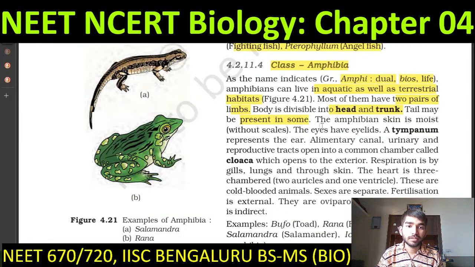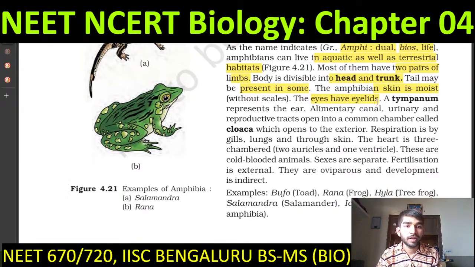Amphibian skin is moist. It doesn't have any scaly-like structure. Then the eyes have eyelids, so they can close their eyelid, unlike fishes, which don't have eyelids, so their eyes are always open.